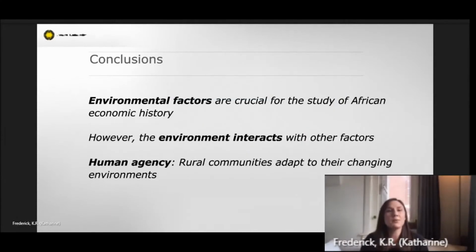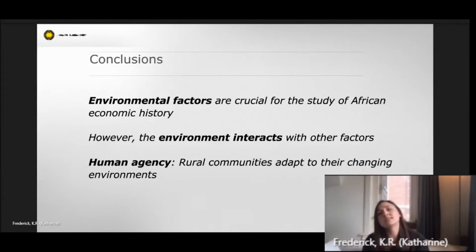All right, so I will wrap it up. What I hope to have illustrated here is the importance of incorporating environmental factors into studies of the economic history of Africa. As we've seen, African communities have been in the past and continue to be today really deeply intertwined with their natural environment, as we've seen here in the context of agricultural seasons and labor allocation choices of households and communities. So the environment is extremely important.